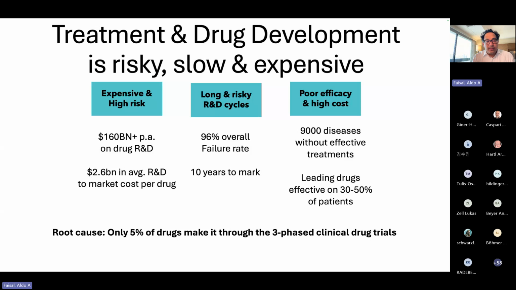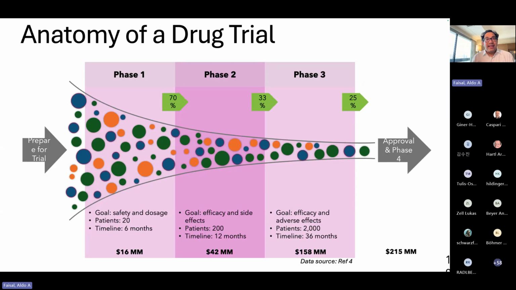And so this becomes very important when you're developing a drug, that you can actually determine whether the drug is working or not. And I'm showing you here the anatomy of a drug trial. Again, this is average data taken from Nature Biotechnology in this reference that I will show later, where you're going through 3 phases of drug development.